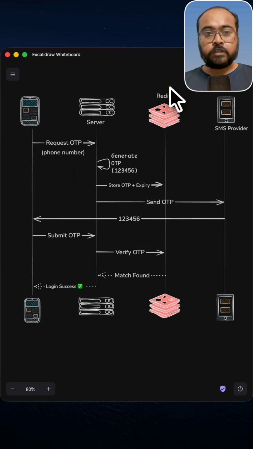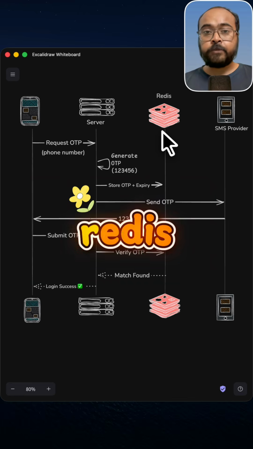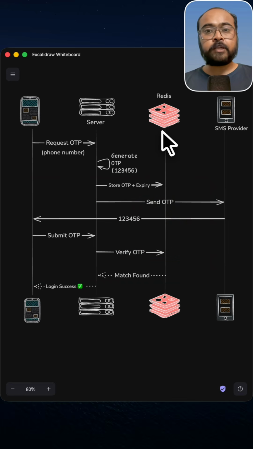Now one question is, in which database does the server store this OTP? Mostly they use Redis for this, because OTP is temporary information, right? Once the verification has been done or the OTP has expired, it's of no use. Since it's temporary data, companies mostly prefer Redis for storing OTPs.